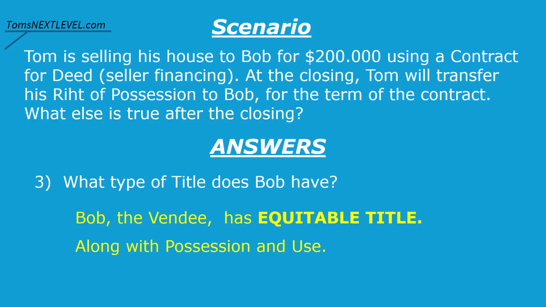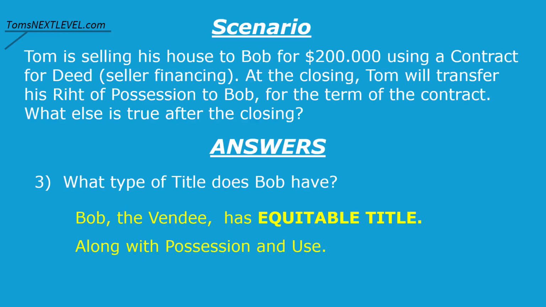Answer to question 3 is Bob, the vendee, has equitable title. Very important you make note of that for your test. Equitable title. Best way I can describe equitable title to you is think about it as contractual title. Remember, Tom, the seller, retains legal title, but Bob has equitable title. I want you to think of it as contractual title. Bob has a contract to get the legal title. And if Bob fulfills that contract, then Tom is legally bound to transfer legal title to Bob. So Bob has what's called equitable title. But if you can think of it as contractual title, that'll help you recall it for your exam.